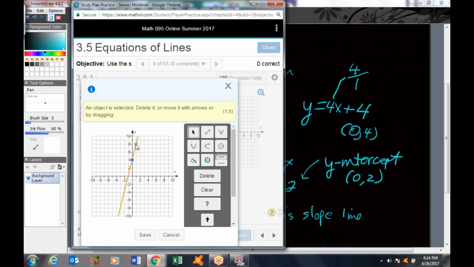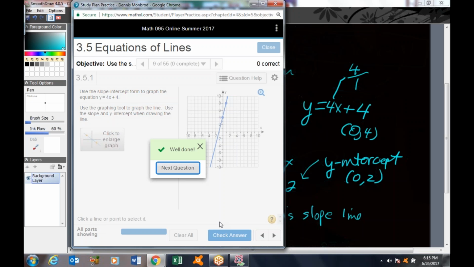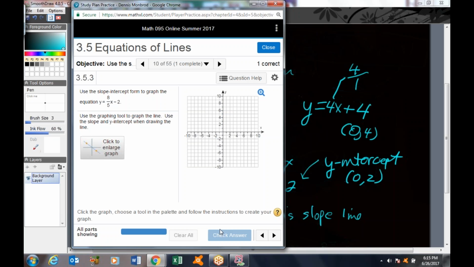And that's how we use that form to graph ourselves a line. Okay, let me check that answer and see what happens. Well done. Okay, let's try another one.